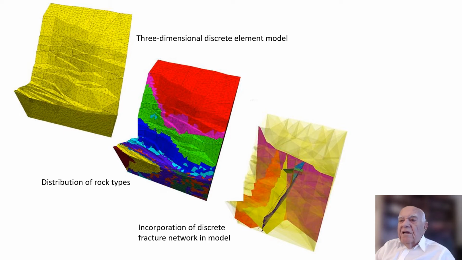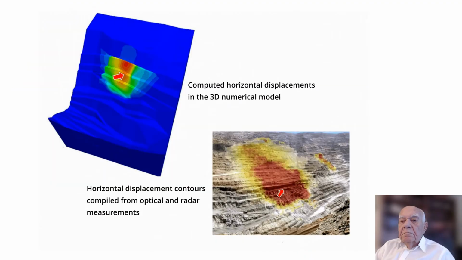Details of the three-dimensional discrete element model are shown in these slides. A comparison between the computed and measured horizontal displacements in the rock mass surrounding the conveyor transfer station is illustrated here and shows that the analysis was representative and realistic of the actual conditions encountered in the field.